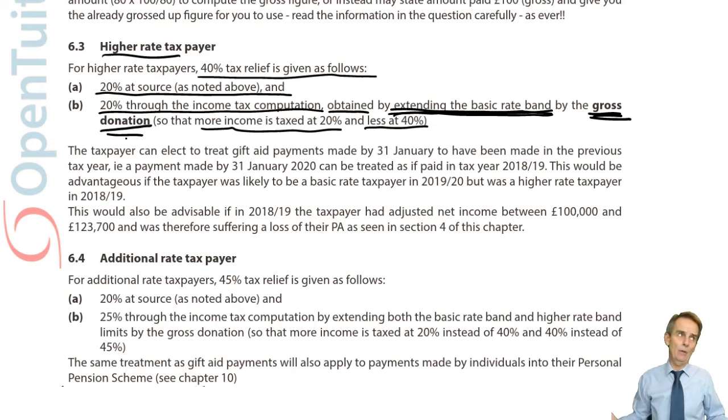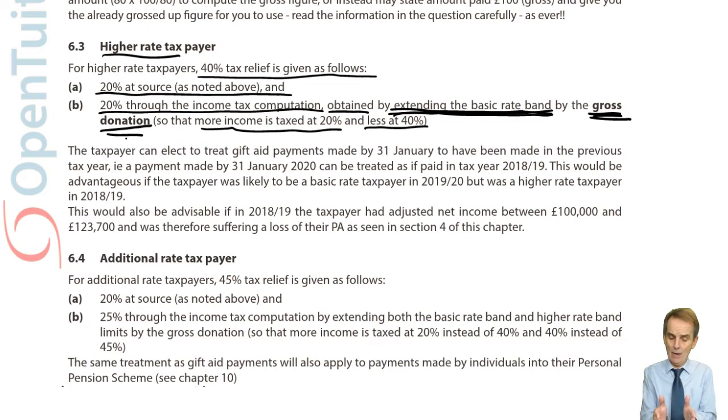As we'll see in a moment, if I were lucky enough, if only, to be an additional rate taxpayer, then the £150,000 higher rate band limit, where I move from 40% to 45%, would be extended by exactly the same amount. So if I were an additional rate taxpayer and I'd made that gross gift aid payment of £1,000, instead of having in my tax calculation a basic rate band limit of 34,500 and a higher rate band limit of 150,000, both those figures would be increased by £1,000.